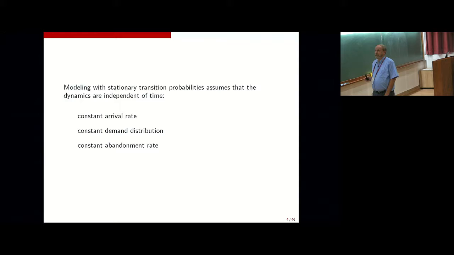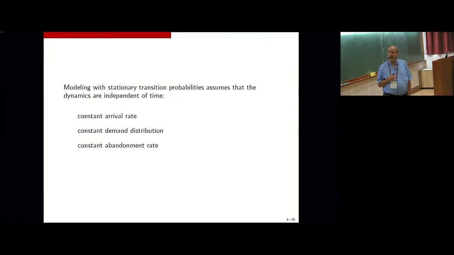Now, on the other hand, as I was just indicating, models with stationary transition probabilities assume that the dynamics are independent of time. You know, constant arrival rate, constant demand distributions, constant abandonment rates. By the way, what does abandonment rate mean? Well, there's a very important class of service operations settings in which, for example, you're operating a so-called call center. A call center would be something like the staffing representatives that answer toll-free calls. They're aggregated, let's say, at an airline, at a bank, whatever. So people have inquiries. They make these inquiries over the phone. Maybe they make their inquiries over the internet. And people have to answer these inquiries in real time.